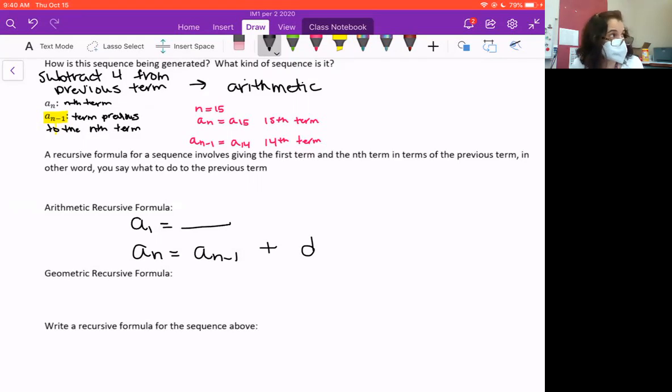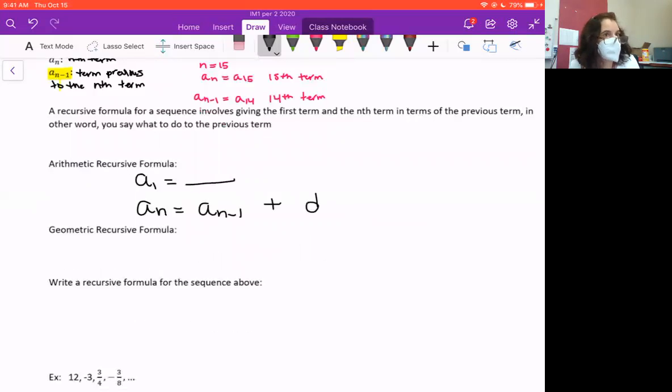How do I find the 5th term? I take the 4th term and I add the common difference. How do I find the 10th term? I take the 9th term and I add the common difference. How do I find the 25th term? I take the 24th term and I add the common difference. So that's all this is saying. A sub 1 is giving a starting place. Here's my first term. The second part of the formula, because it is two pieces, the second part of the formula tells you what to do next. So you tell somebody with a recursive formula where to start, and then what do we do next? If it's geometric, same thing.